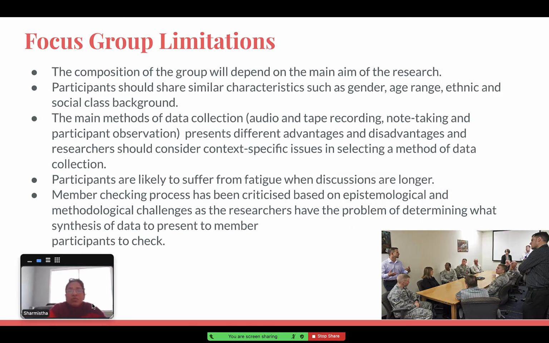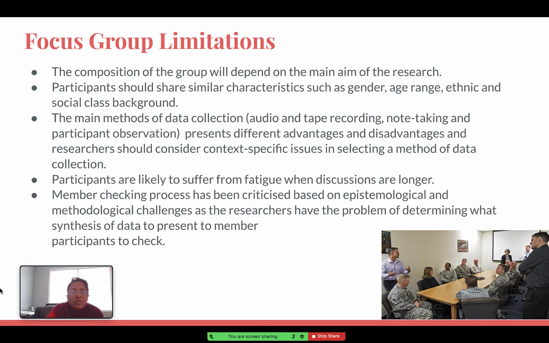The composition of the group will depend on the main aim of the research. So it depends on what the research is. You will have those group of participants. The participants should share similar characteristics such as gender, age range, ethnic, and social class background. The main methods of data collection, which could be audio and tape recording, note-taking, and participant observation, present different advantages and disadvantages, and researchers should consider context-specific issues in selecting a method of data collection.